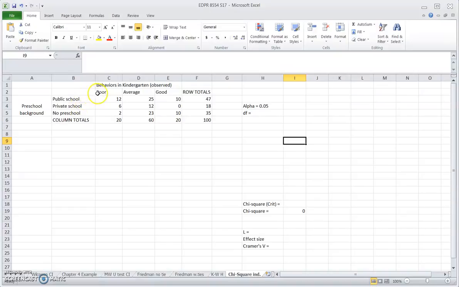Information is also collected on their behavior in kindergarten. So they were rated poor, average, and good. And here is the summary information. So the research question is to investigate whether there is an association between children's attendance in public and private preschool and their behavior in kindergarten classroom.